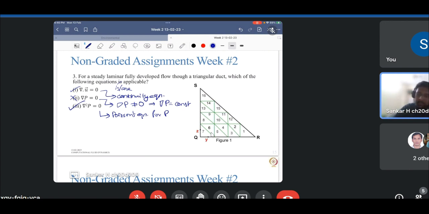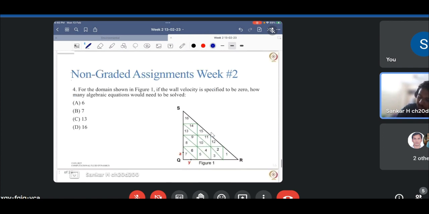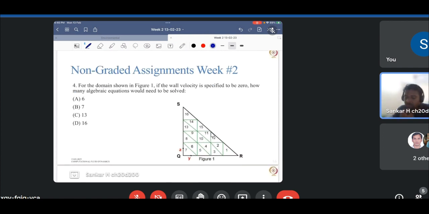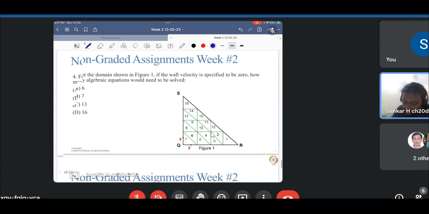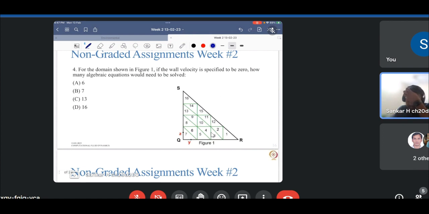Okay. Moving on to the next question. For this domain shown here, the wall velocity is to be specified to be zero. Therefore, the velocity at QR, QS, and RS is zero. How many algebraic equations would need to be solved here? What would be the answer? Anyone, if you have solved it, maybe you could tell me what answer you got.